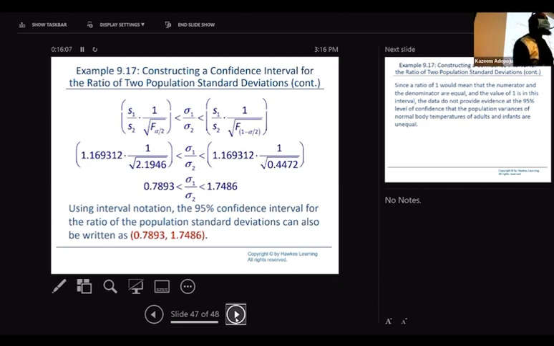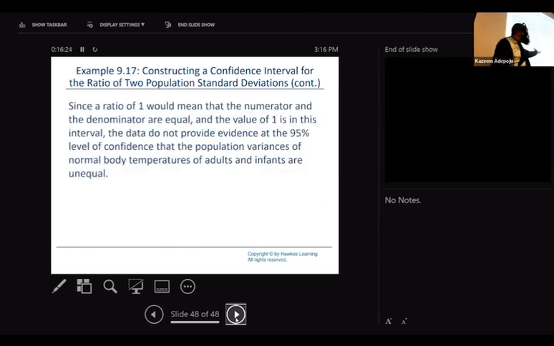What does that mean? The normal body temperature for infants and adults are the same, because there's 1 in the interval. I think I'm going to stop here for now. This is even the last page. And it says, since a ratio of 1 will mean that the numerator and the denominator are equal, and the value of 1 is in this interval, data do not provide evidence at the 95% level of confidence that the population variances of the normal body temperature of adults and infants are unequal. So which means they are the same.